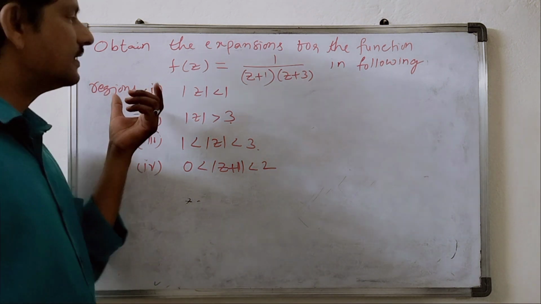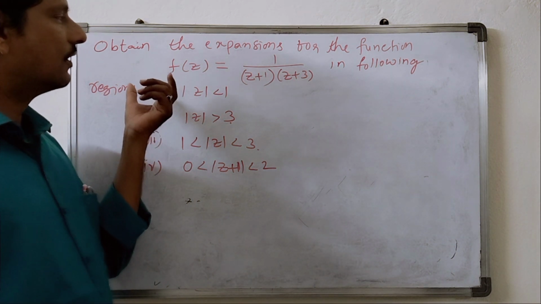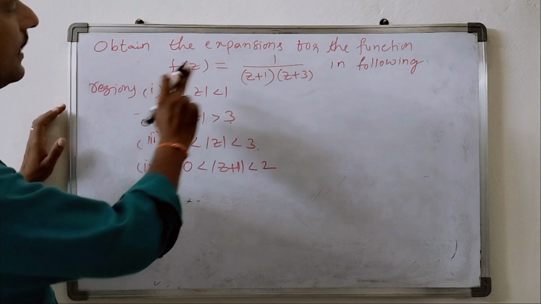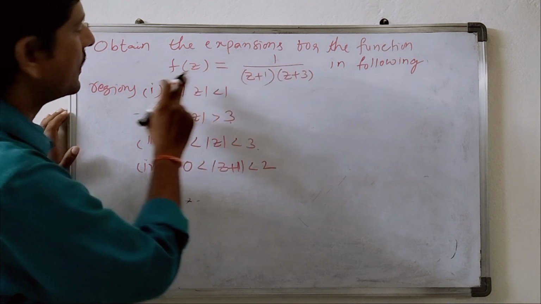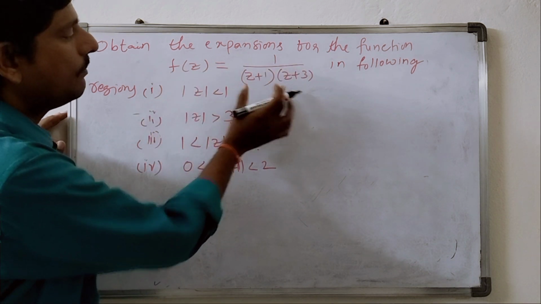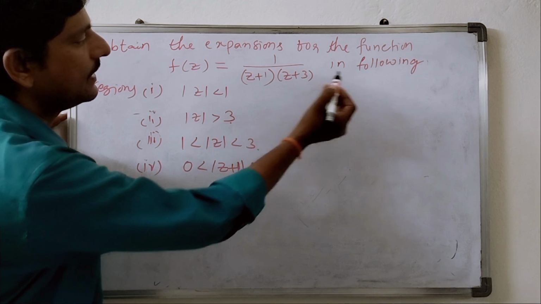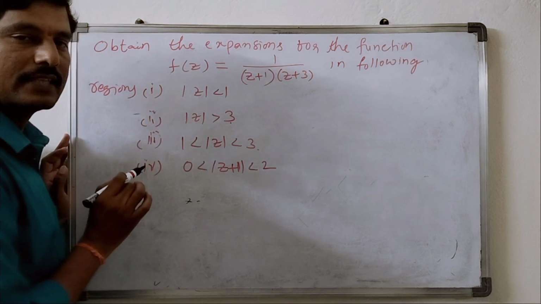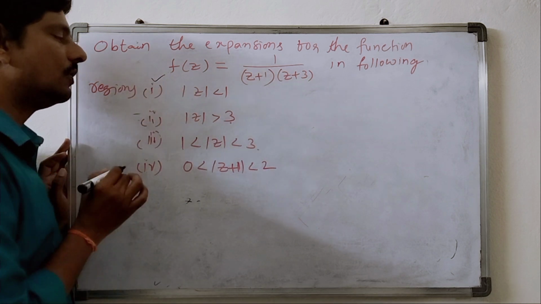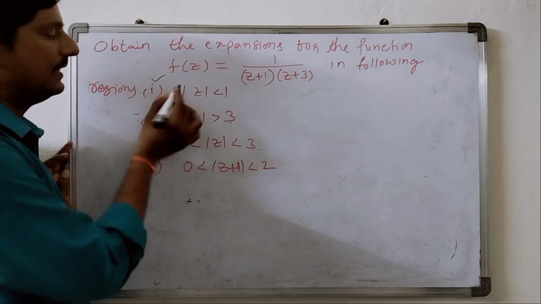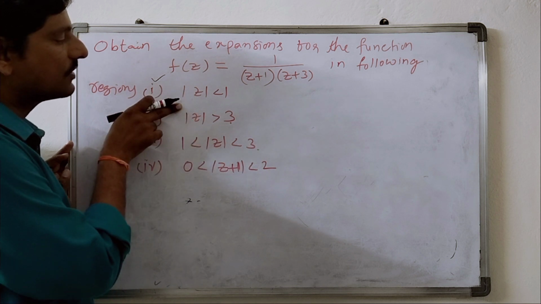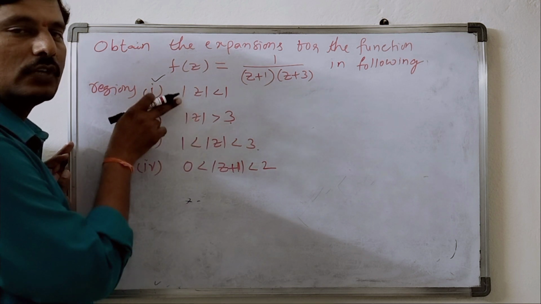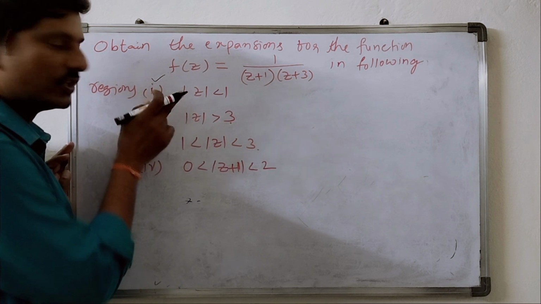Right students, this is the problem I have given as homework. Obtain the expansions for the function f of z is equal to 1 by (z plus 1) into (z plus 3) in the following regions. One is modulus of z less than 1. So you know how to expand in this region.